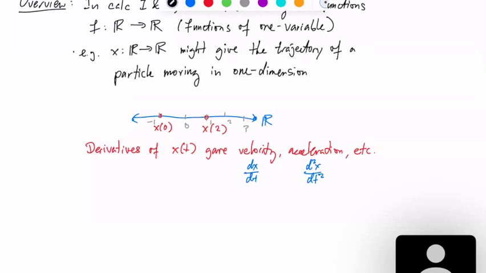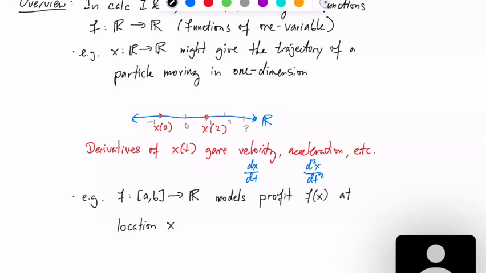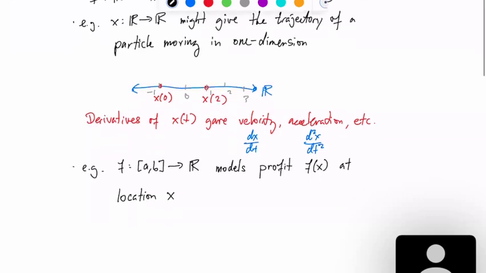And then there are also different ways that functions of one variable could occur. So you could say, let's say f once again is from an interval a to b into R, and let's say f models something. Let's say f models the profit f of x at location x, where maybe you only have a one-dimensional consideration of towns that you're selling in. Every single town lies on this one dimension, and at town x, the profit that your product is making at that location x is f of x.